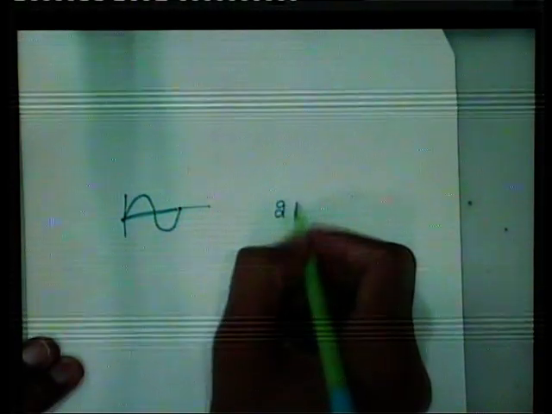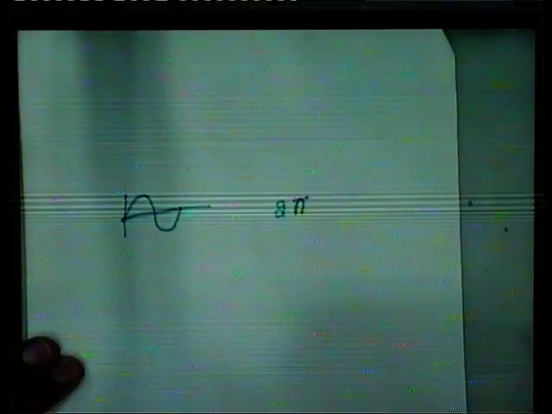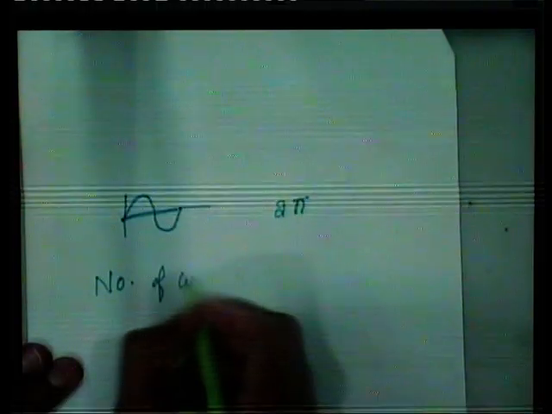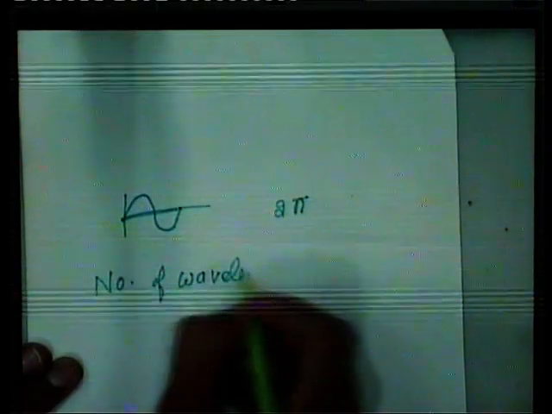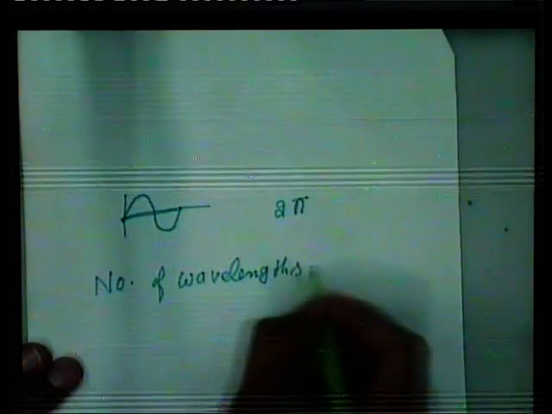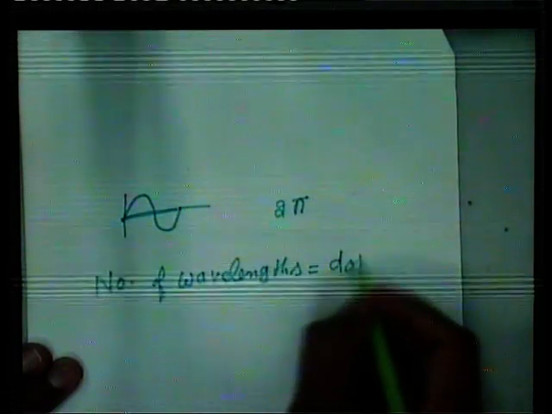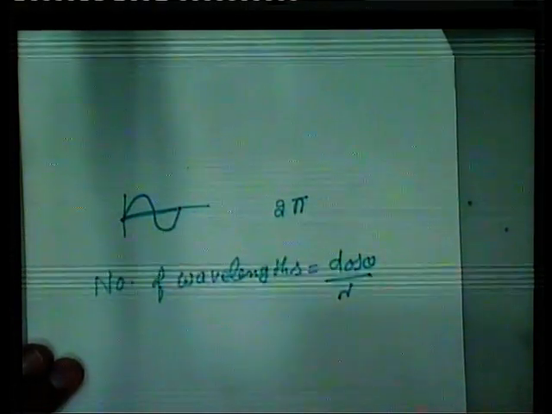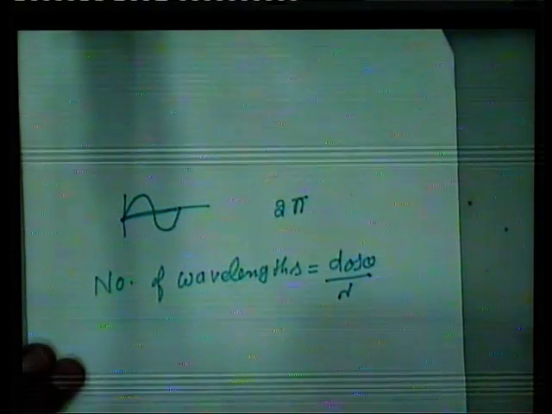So one wavelength corresponds to a phase shift of 2 pi. So this is the wavelength. So total phase shift will be equal to the number of wavelengths. How many wavelengths are there? The number of wavelengths in the path difference will be equal to d cos theta by lambda.